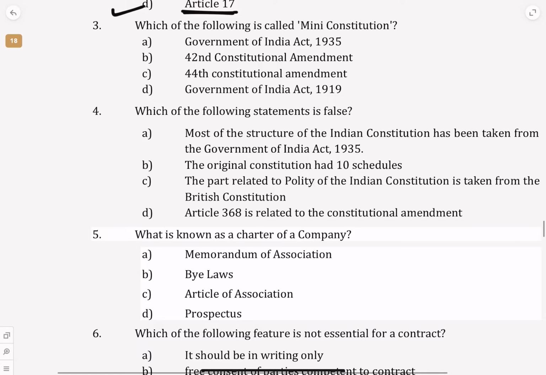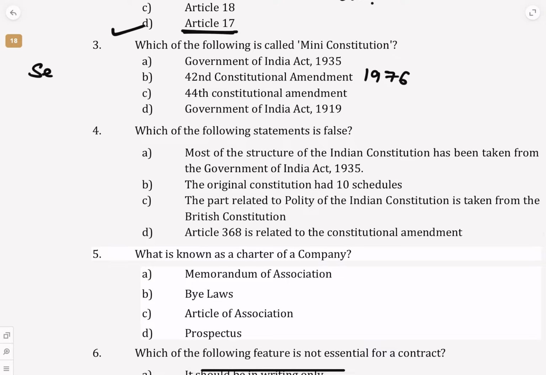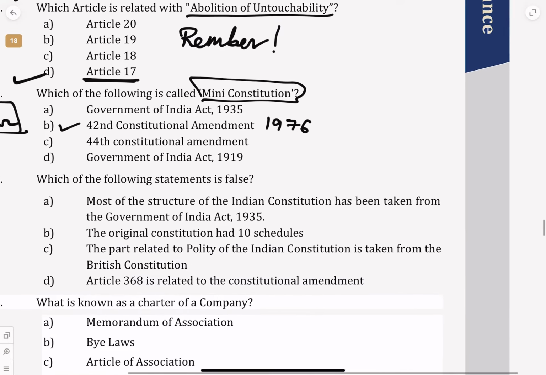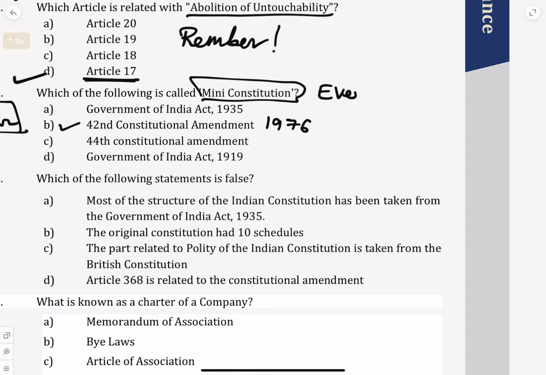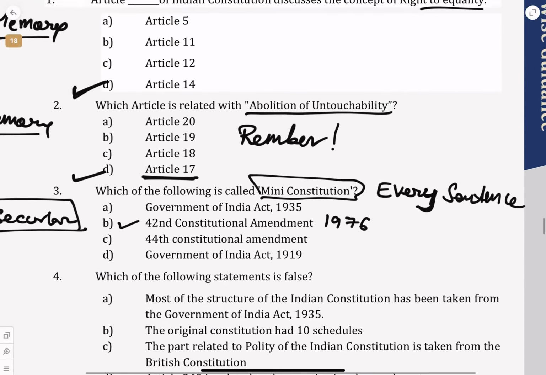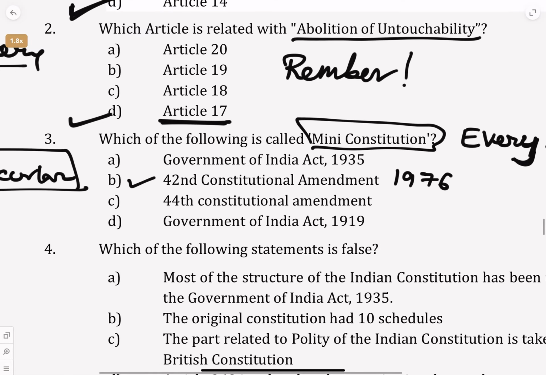Again, which of the following is called the mini constitution? If you remember, I told you that in 1976 we got the words secular and socialist, correct? The word secular was added in 1976 by the 42nd amendment. This is what we know as the mini constitution. When you are studying the study material, I told you every sentence is important, so please concentrate on every sentence. Even in the video classes, I have made you understand every sentence from the book so that you will be perfect.